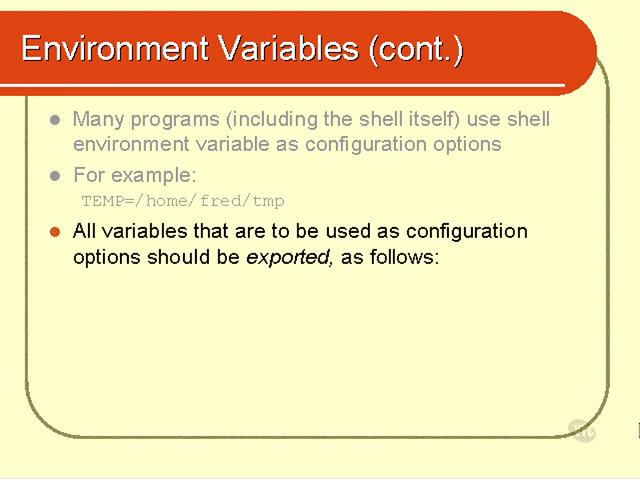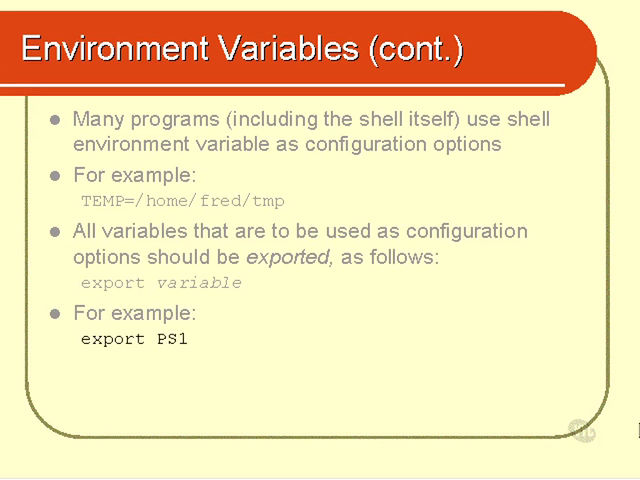Please note that if you want an environment variable to be used by a program like vi, it's usually not enough just to set the environment variable. You also have to export it as follows. You just type in the word export followed by a space followed by the name of the variable that you're trying to export. Note, do not put a $ sign in there. For example, export PS1. Let's have a look at that.